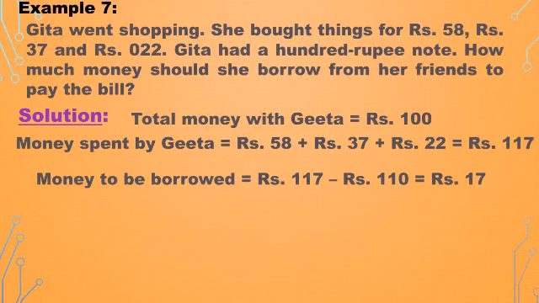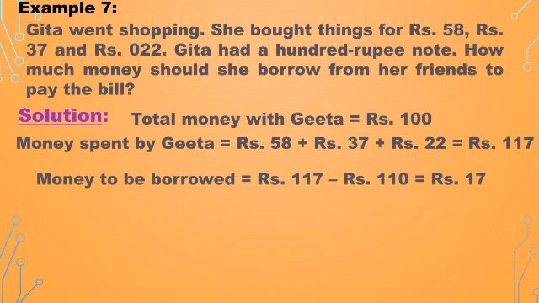Now let us discuss our seventh example. Geeta went for shopping. She bought things of rupees 58, rupees 37 and rupees 22. Geeta had a 100 rupee note. How much money should she borrow from her friends to pay the bill? So first of all, we need to count the total cost of the things she bought. Then we need to subtract, because she needs to borrow something. That means she had less money than she spent on the shopping.